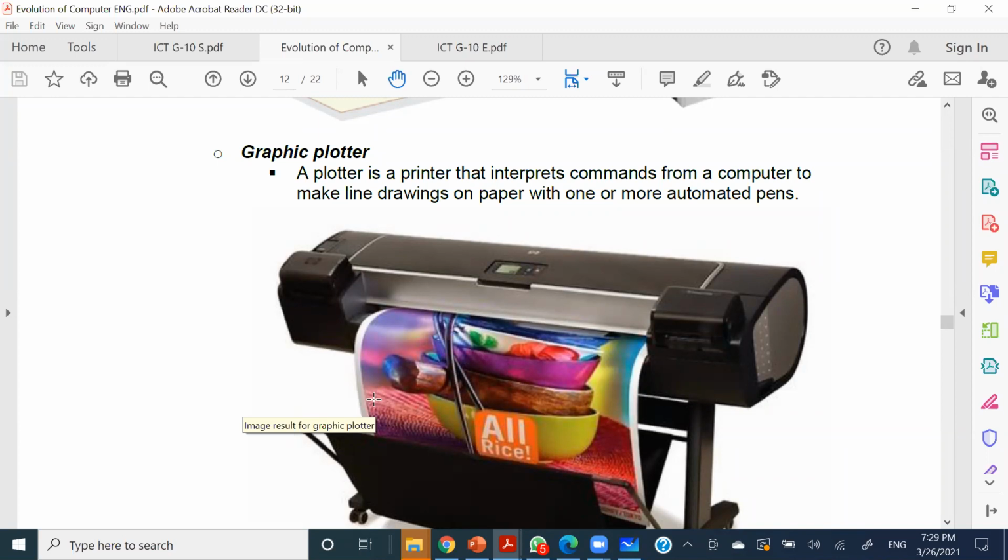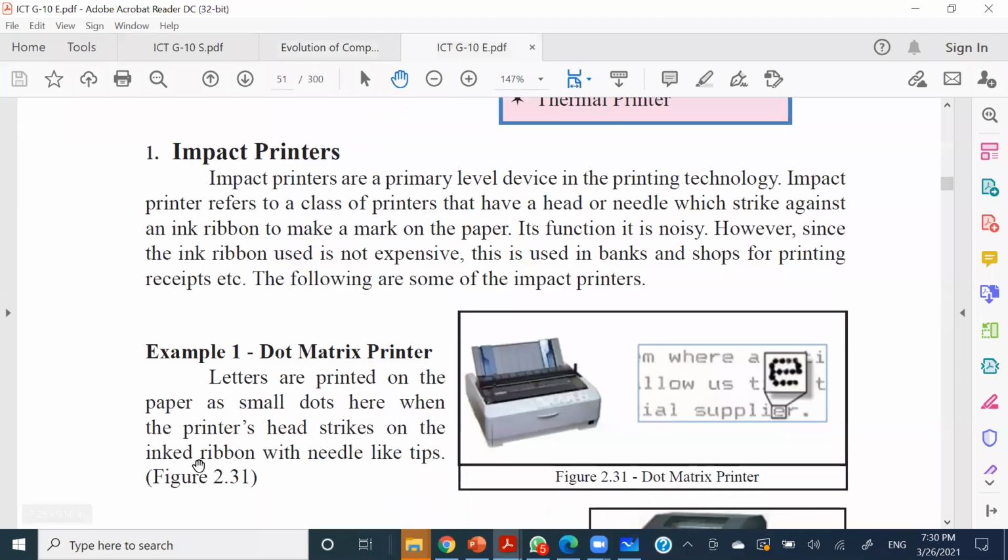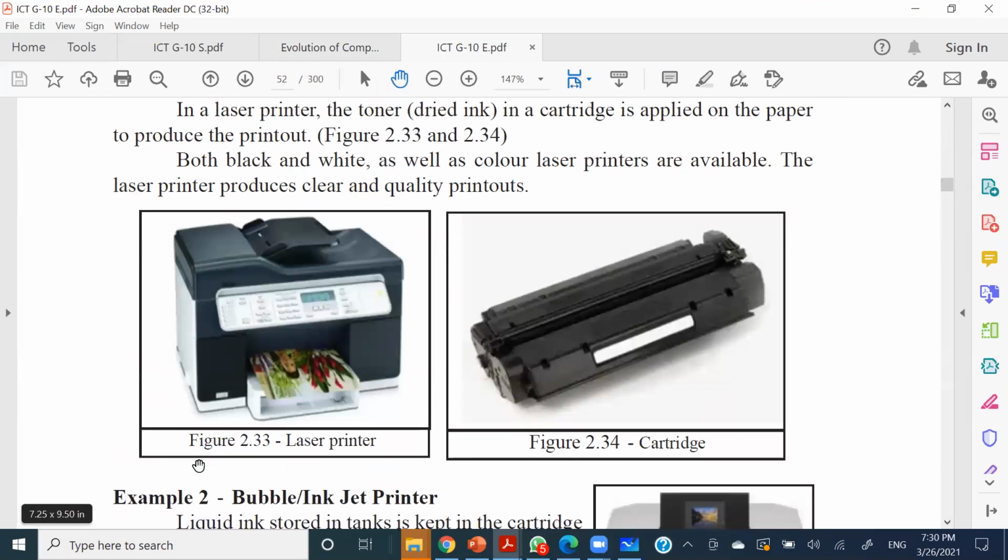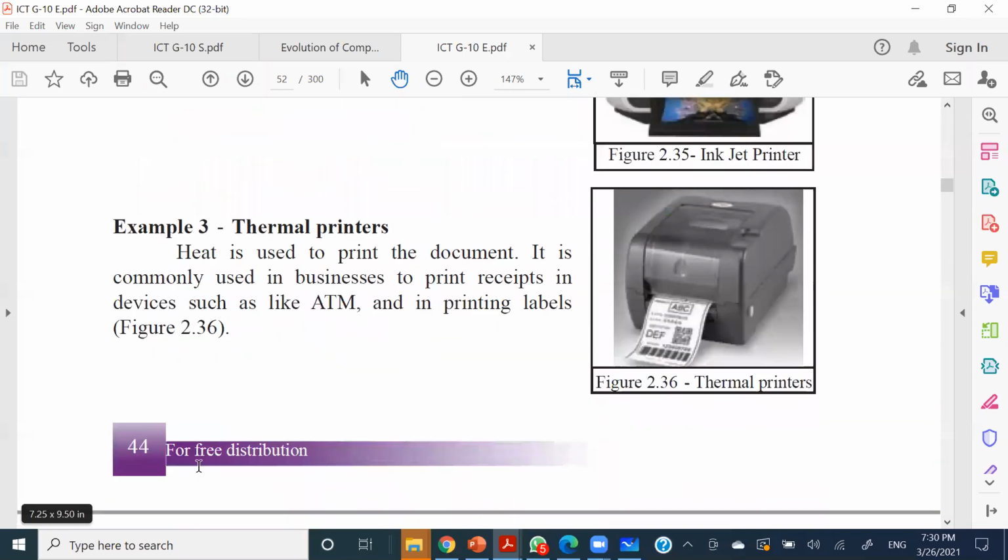Like if you want to take a printout of a particular blueprint, a building plan, it comes on a considerably big sheet, right? So we need a plotter to plot the things, or to print the things on it, right? So this is called the graphic plotter. And if you look into your books, it has introduced you to the same things that we talk about, and the thermal printer is something new.